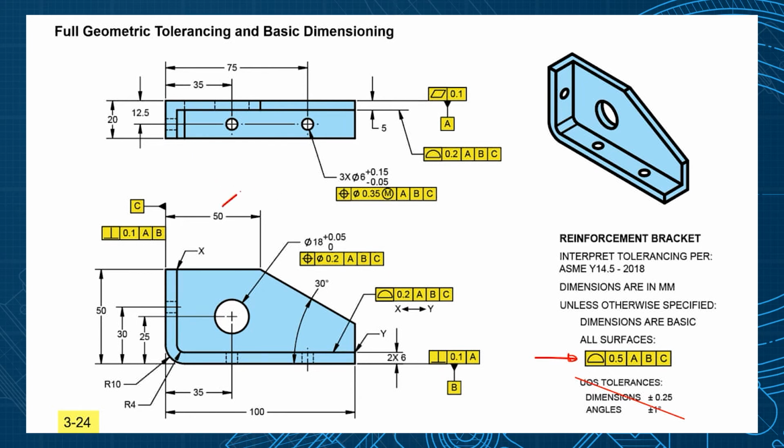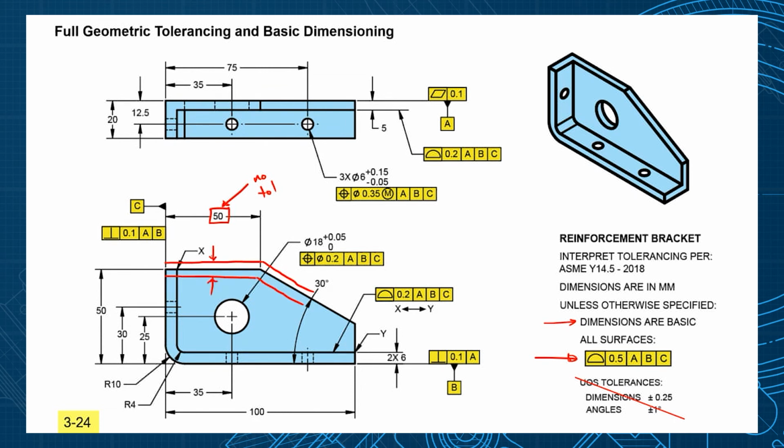So what's the tolerance on this 50? No tolerance. Basic. Now I don't have to put a box around that. That's this basic dimension right here. So instead of tolerancing that dimension, we say this surface has to fall within a profile tolerance of half a millimeter.